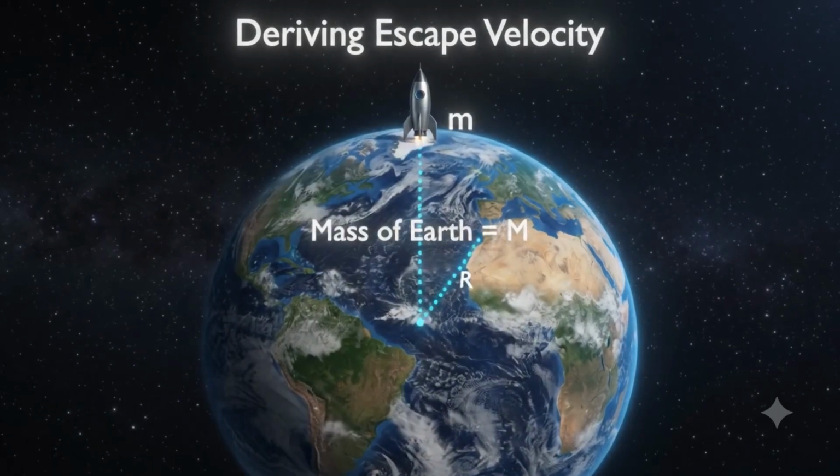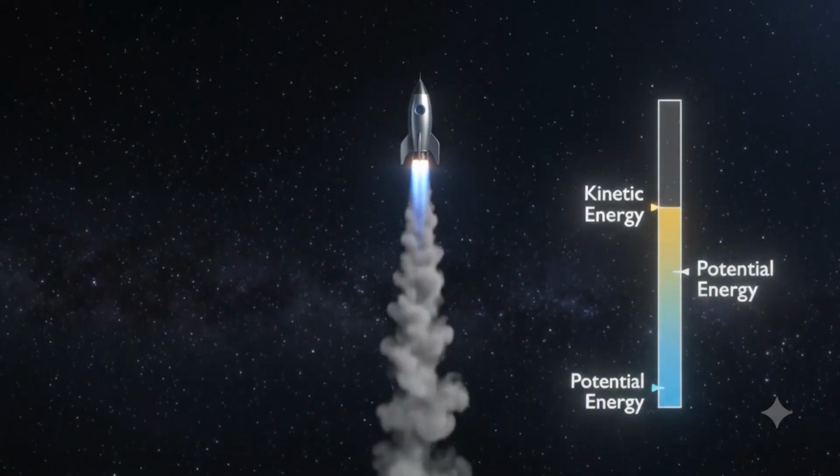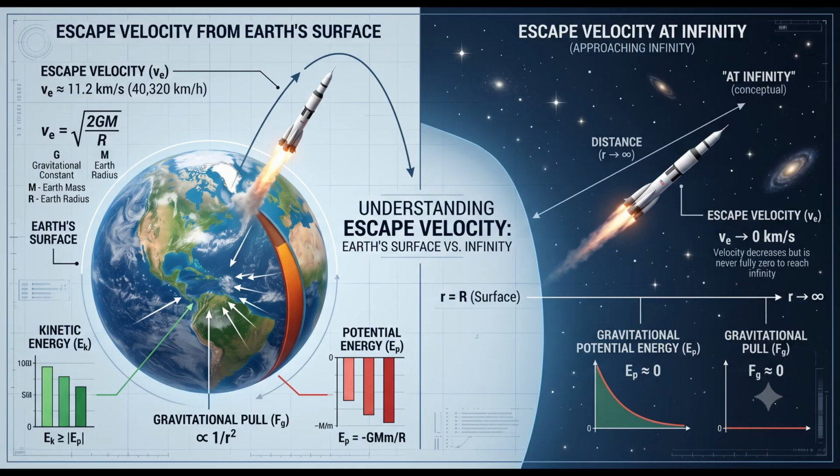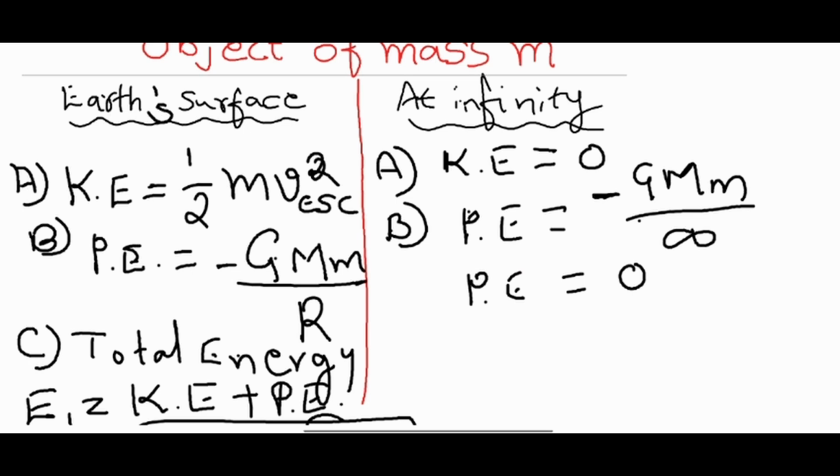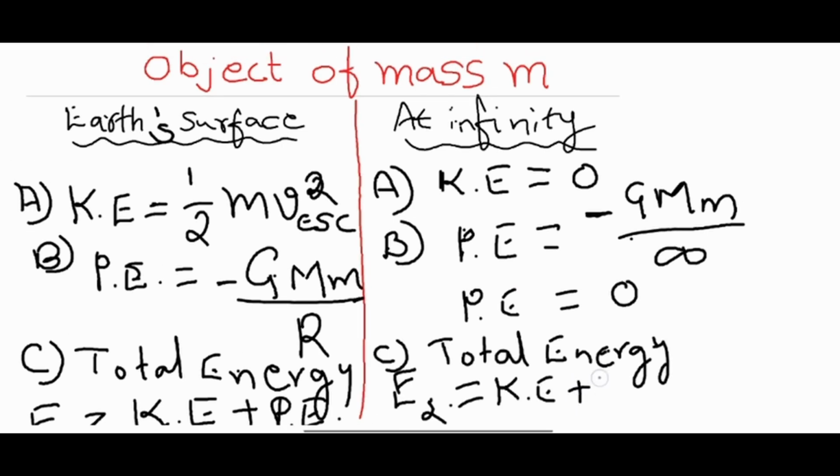Now this object reaches infinite distance from the earth, that is, the object will come to rest. That means its velocity is also zero, and at infinite distance the gravitational force is also zero. The kinetic energy is equal to 0. At infinite distance, the potential energy is also 0. That means GMm upon infinity is 0. Now the total energy E2 is equal to kinetic energy plus potential energy, that is equal to 0.